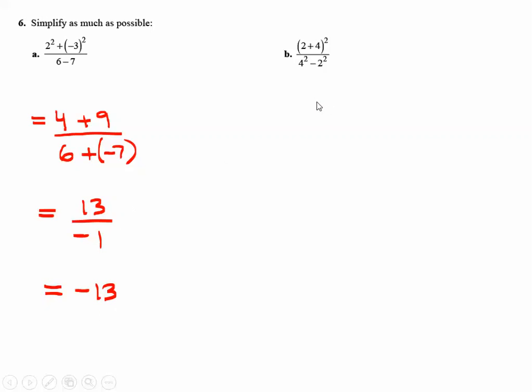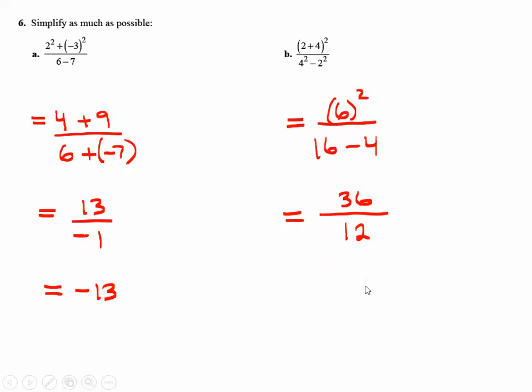Okay, B, again, order of operations. Let's see how this works here. 2 plus 4 is 6, and we're still going to take it to the second power. On the bottom, though, we have individual terms here. So this is 4 times 4, 16, minus 2 times 2 is 4. So on top, it's still 6 to the second, or 36. 16 minus 4 is 12, and 12 does divide into 36 exactly 3 times. So there's 3.